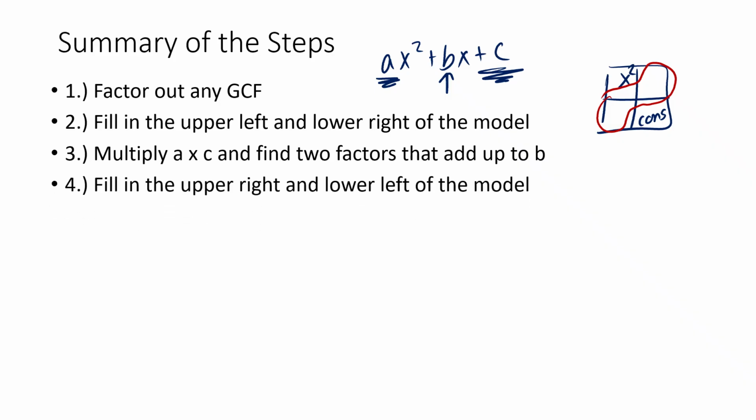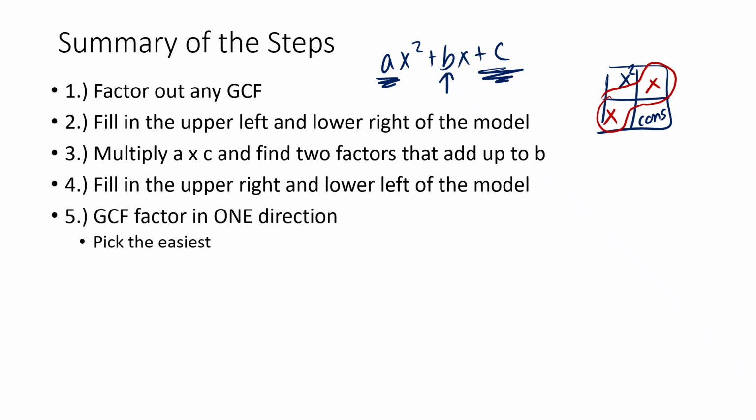Fill in the upper right and the lower left. So once you have that, you'll have your two x terms to fill in the upper right and the lower left. GCF factor in one direction, and take a moment and see what is the easiest direction. Where do you have the smallest numbers? Where do you have the fewest common factors? Where do you have stuff that's positive and not negative? Just look at the four directions that you've got available. Usually it'll be either the top row or the left-hand column. Okay, that's usually where we start.